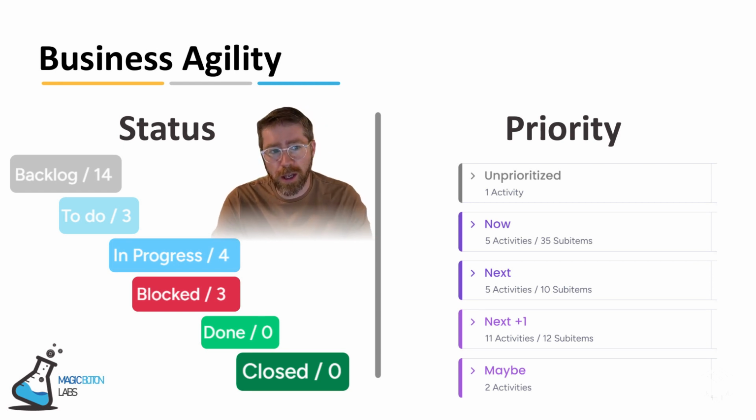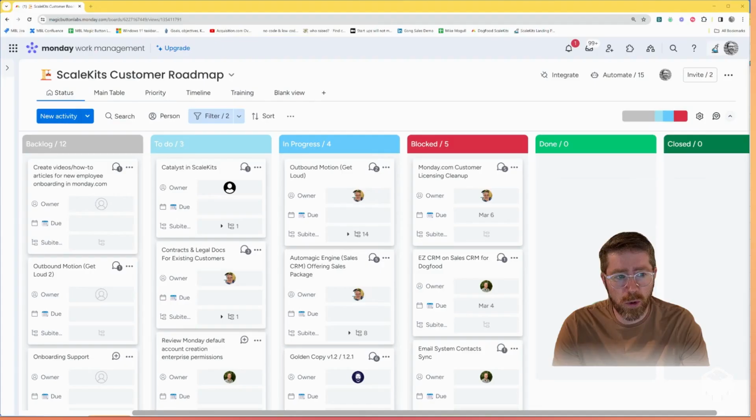And let's take a look at how that plays out in a tool, right? So here we are, we're looking at a status view. It's a Kanban: backlog, to do, in progress, blocked, done and closed. This is doing the work. It is moving things from left to right and getting them done. So this is very typical.